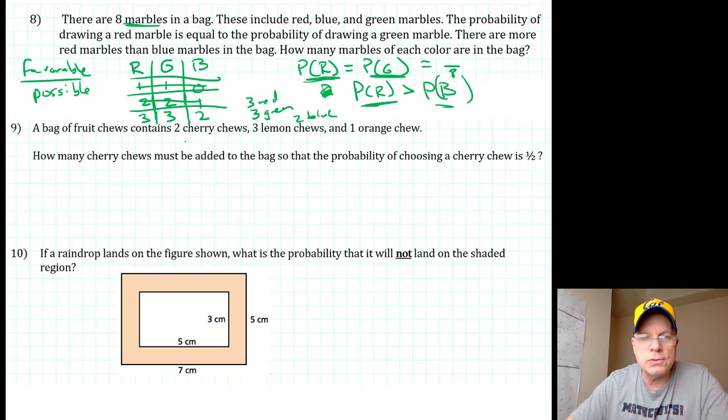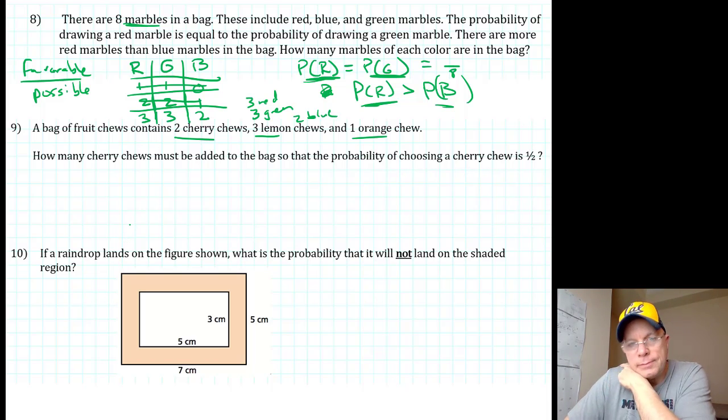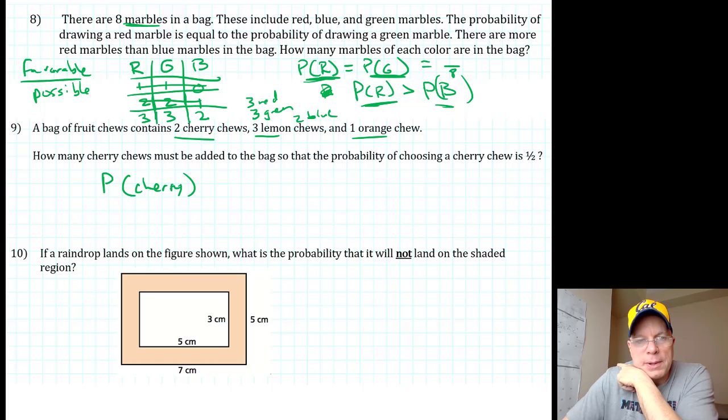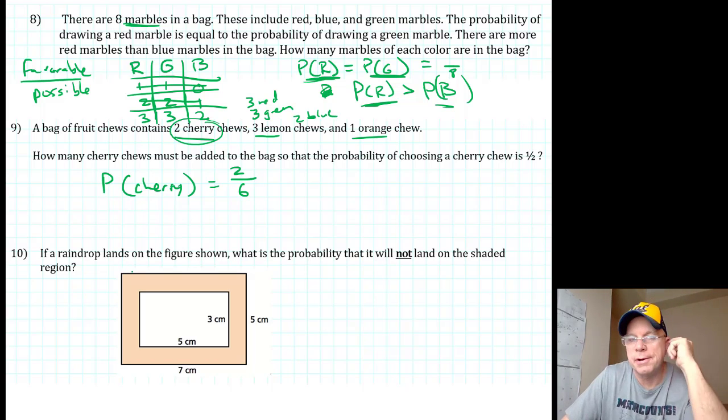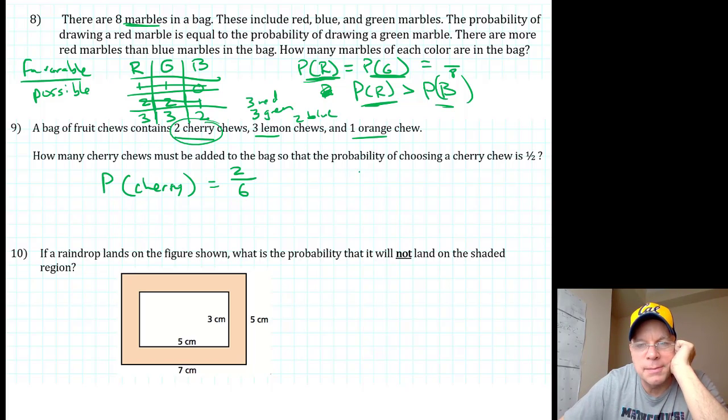Number 9. A bag of fruit chews contains 2 cherry chews, 3 lemon chews, and 1 orange chew. How many cherry chews must be added to the bag so that the probability of choosing a cherry chew is 1/2? Interesting. Let's look at the current probability of a cherry chew. It's 2 favorable outcomes over 2, 3, 4, 5, 6 possible outcomes. That's a third.